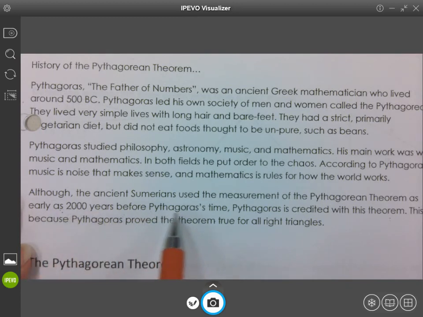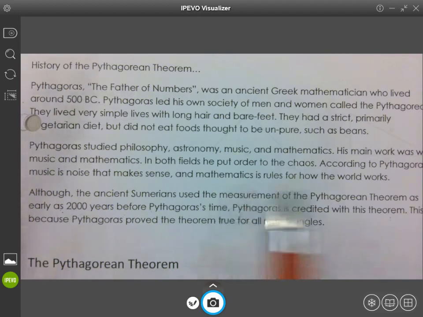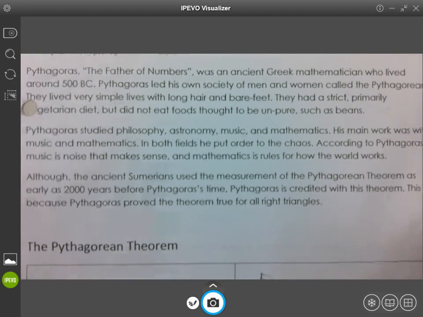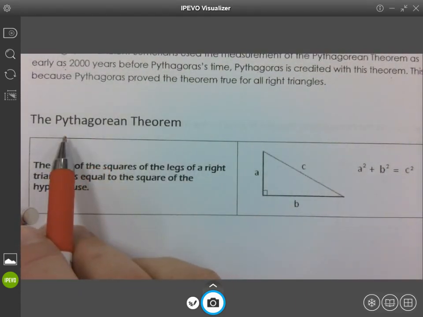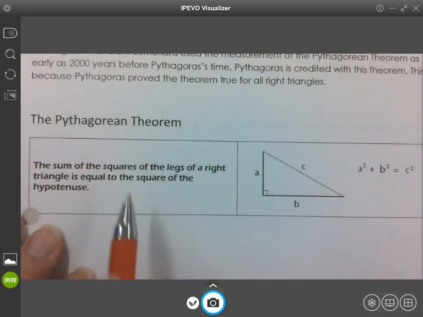Although the ancient Sumerians used measurement of the Pythagorean theorem as early as 2,000 years before Pythagoras' time, Pythagoras is credited with the theorem. This is because he proved the theorem to be true for all right triangles. So even though this whole triangle theorem existed, he was the one who actually proved it to be true, which is really hard to prove something true. So we call it the Pythagorean theorem, named after Pythagoras. It's not some random word.